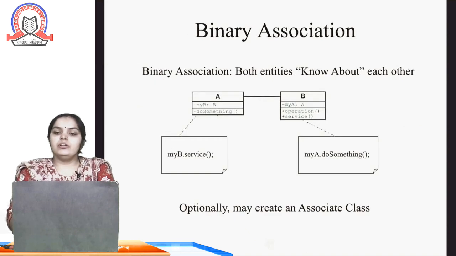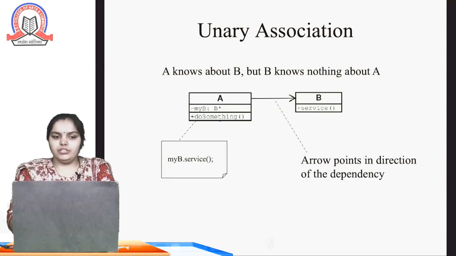Now we'll see binary associations. In a binary association, both entities know about each other. You can see A and B, two classes, connected with a single line. This is a binary association. Class A and class B are connected and associated with each other. Now unary association.